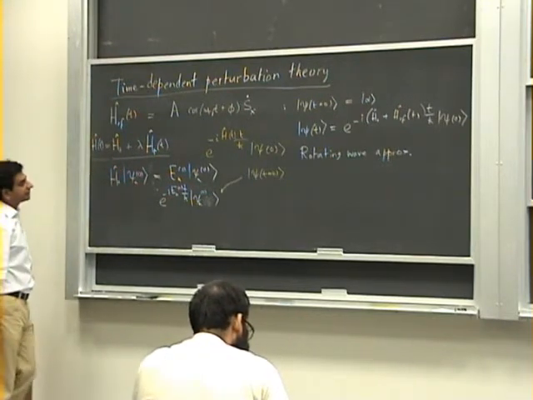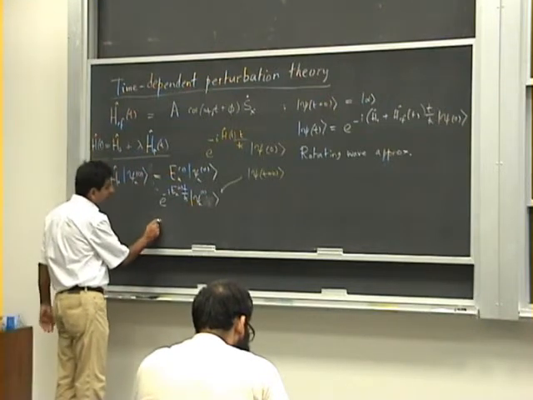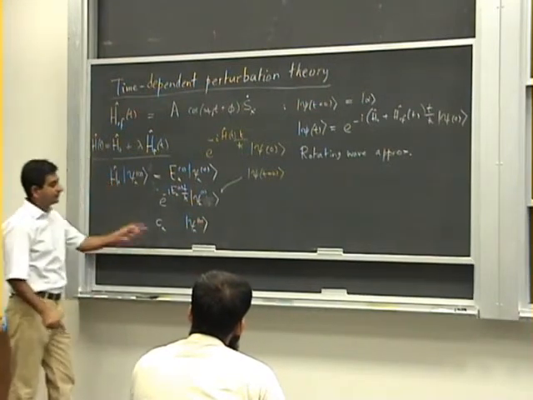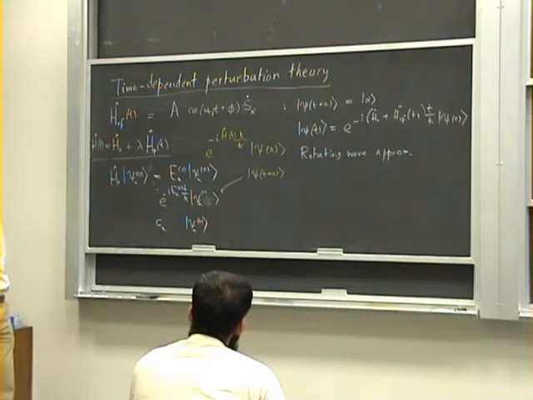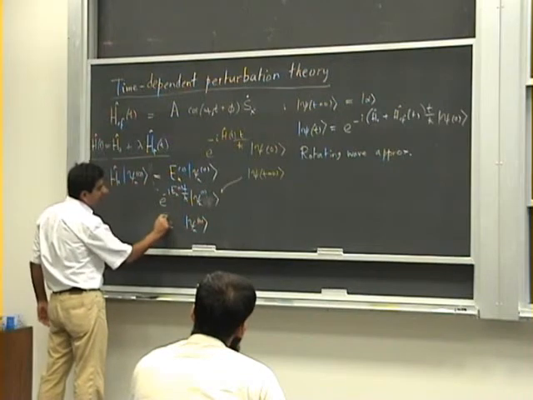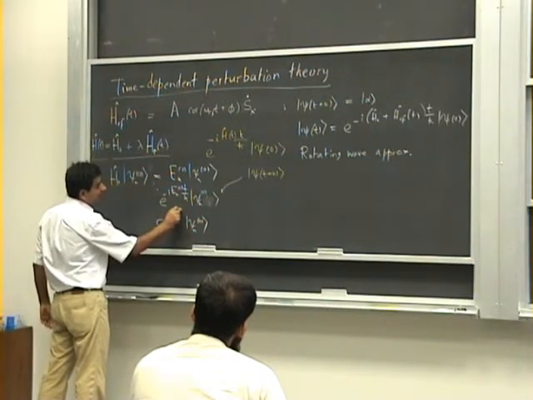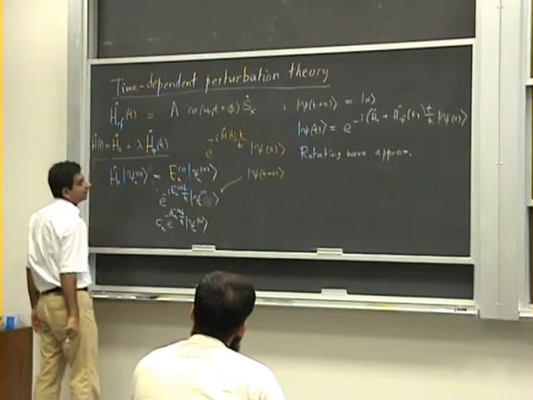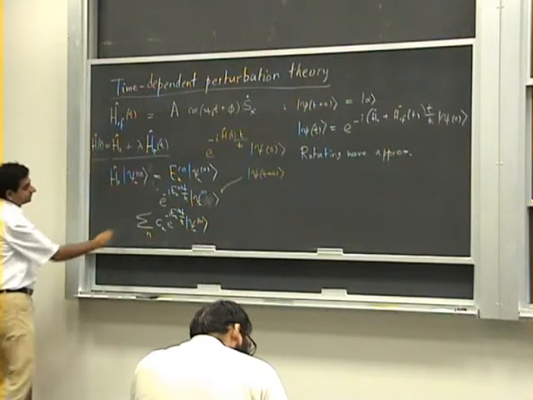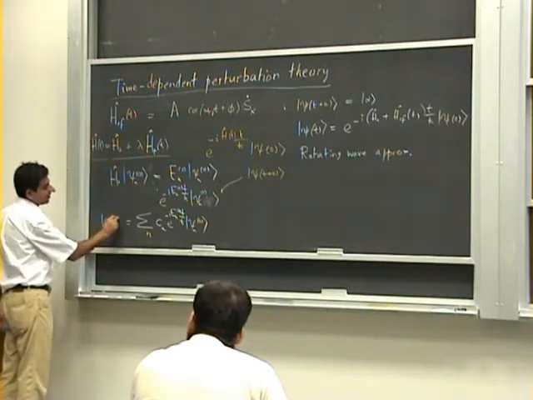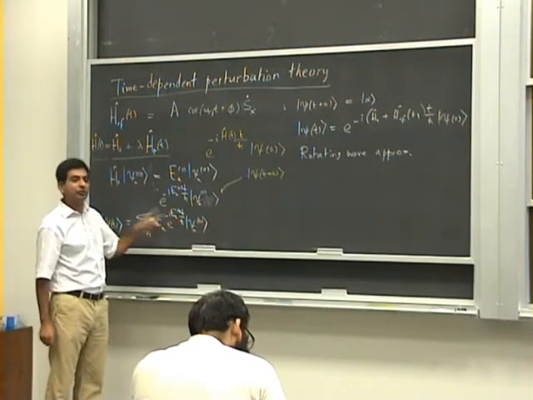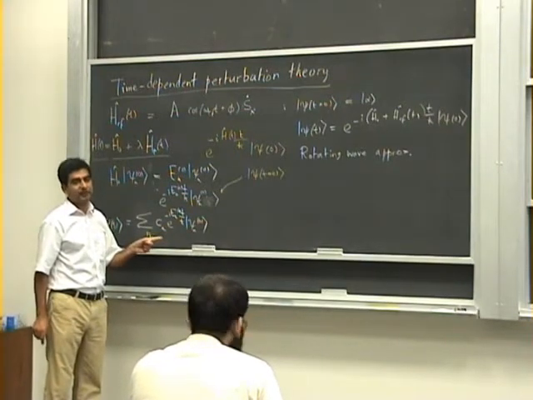In general, if we start off in the state sum of c_n times psi n, a linear combination of these eigenstates, then this will not be an eigenstate of the Hamiltonian. So if our Hamiltonian were just H naught, then with time this state will evolve in this fashion. So this is the time-dependent state when the Hamiltonian is time independent, and it's just H naught.